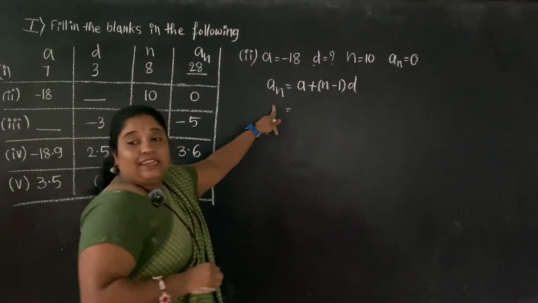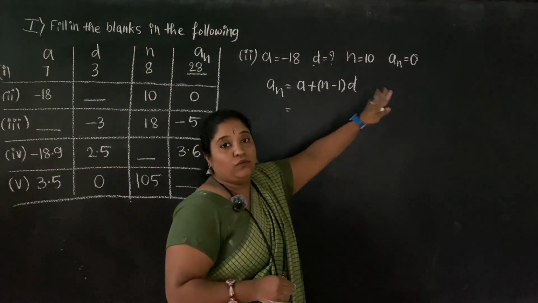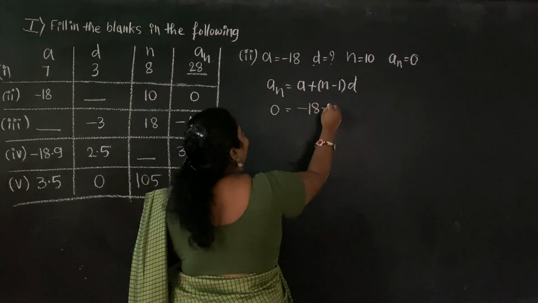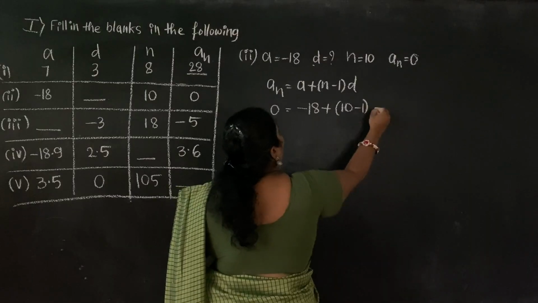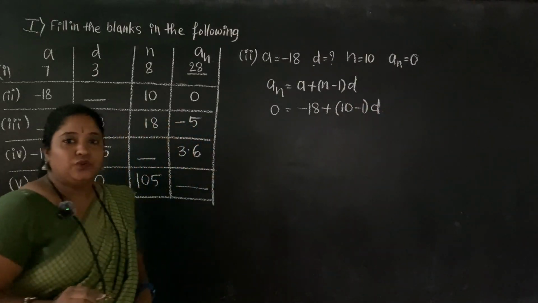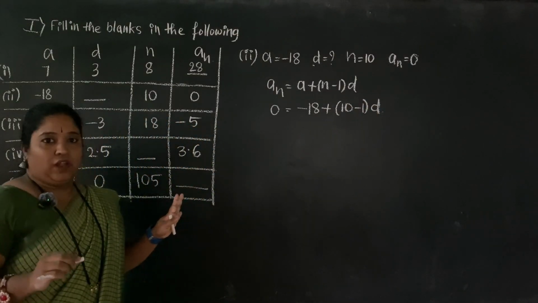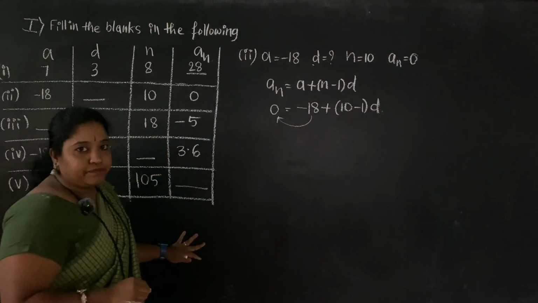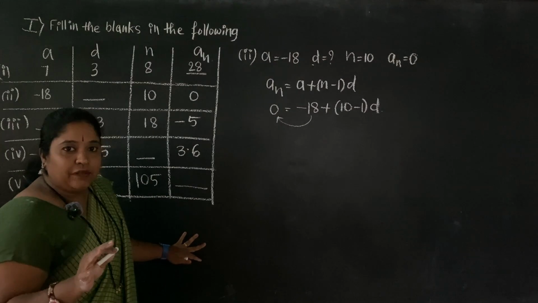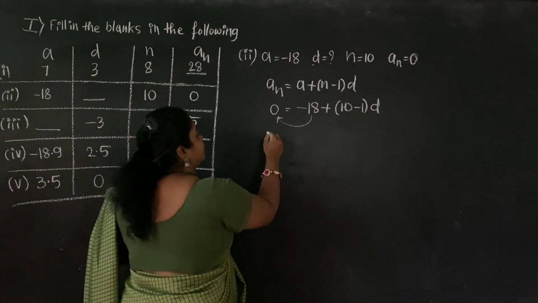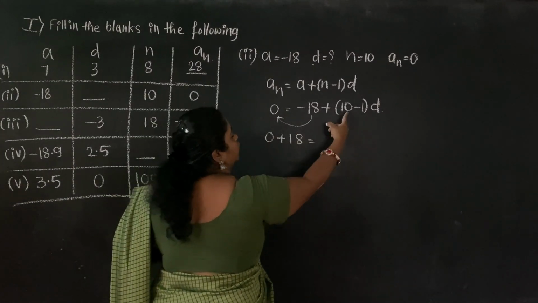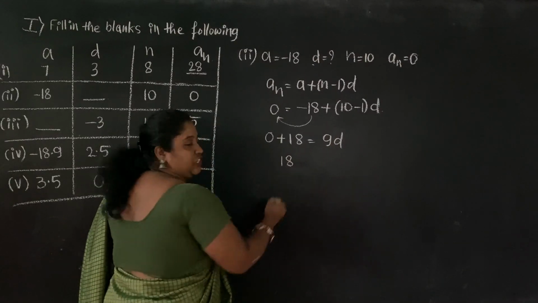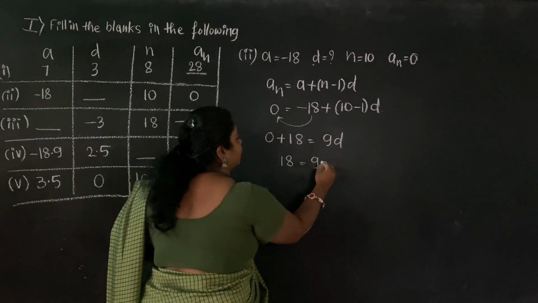Okay, an is provided. What is the an value? 0. I'll be putting here 0. a is equal to minus 18. n is 10. I need to calculate d value. Just substitute given values in the given formula. Now, I'll be sending this minus 18 to this side. Minus 18 will become plus 18. See here, 0 plus 18 is equal to 10 minus 1, that is 9, into d. 0 plus 18 is how much? 18 is equal to 9d.